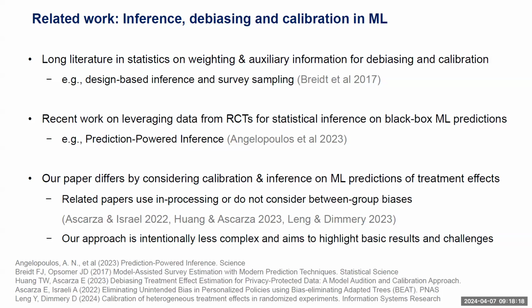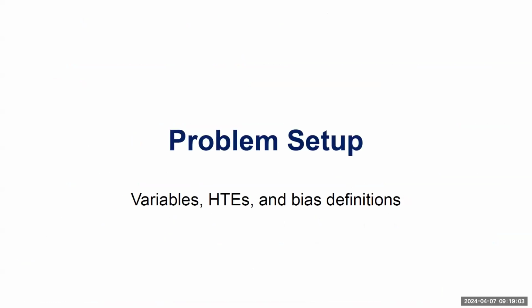And then, finally, how do we do this? We make use of some recent work in statistics and ML. There's a long literature in statistics on the use of weighting and auxiliary information for debiasing and calibration purposes. There's also recent work in machine learning on how you can use RCTs to debias machine learning predictions. There's a recent stream of papers in marketing that considers calibration inference on these machine learning predictions. However, they use this kind of in-processing or more model-based approach. And our approach is intentionally quite simple, purposely so, because it aims to highlight just some basic results and challenges. Right, let's get to it then.